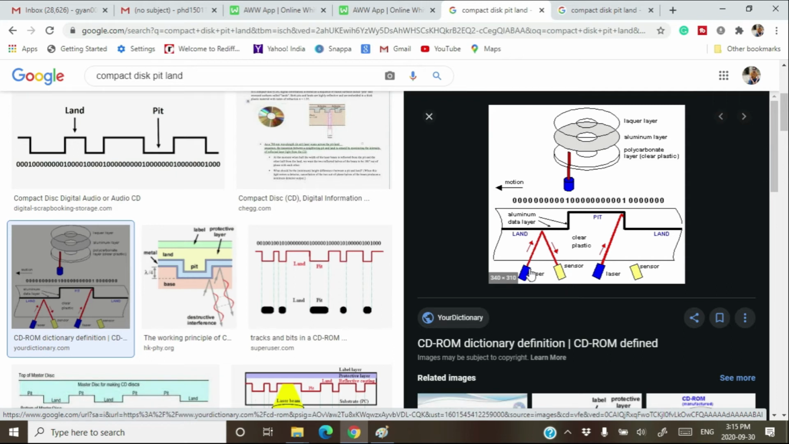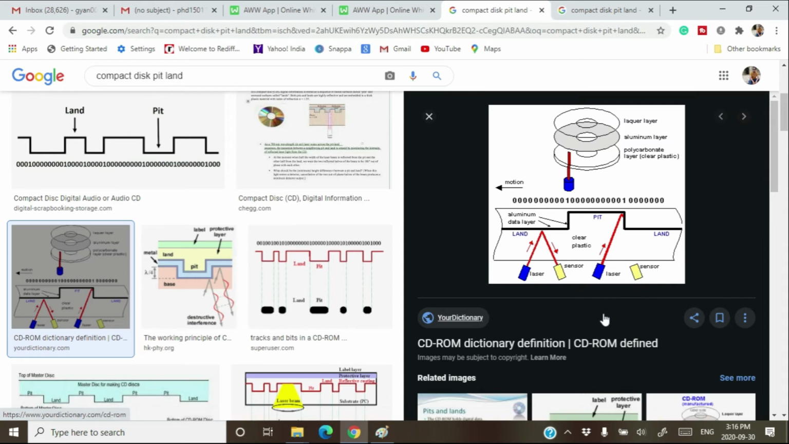When the laser beam fires and collides with the surface of the compact disk at land, that laser gets reflected to the sensor. But when the laser beam fires and collides with the surface of the compact disk at a pit, that laser does not reflect to the sensor. So if the sensor is getting the laser, that means it is reading 1, and if the sensor is not getting the laser, that means it is reading 0.